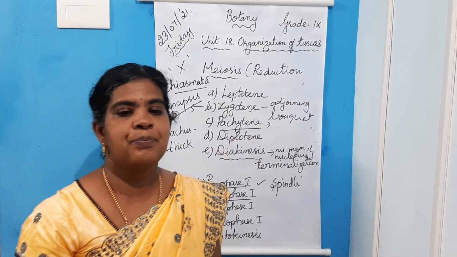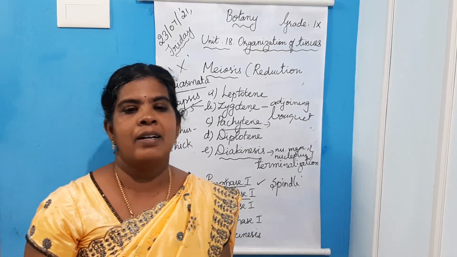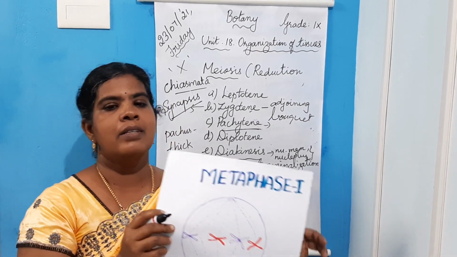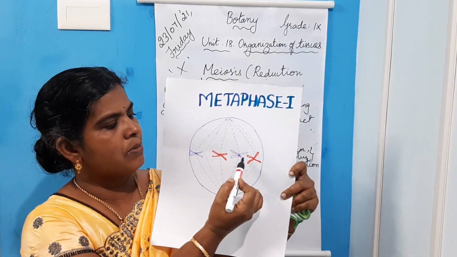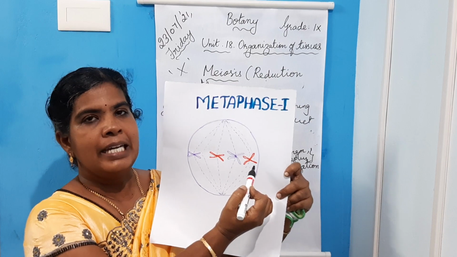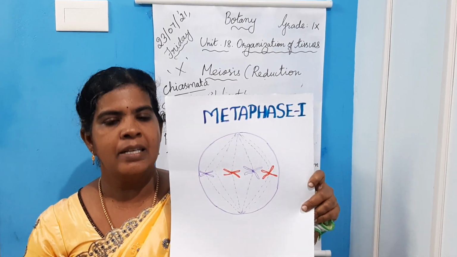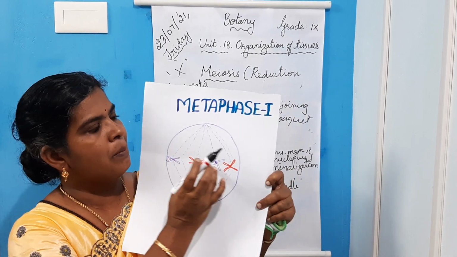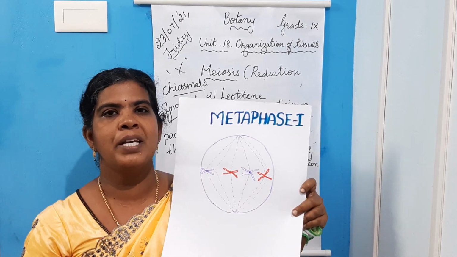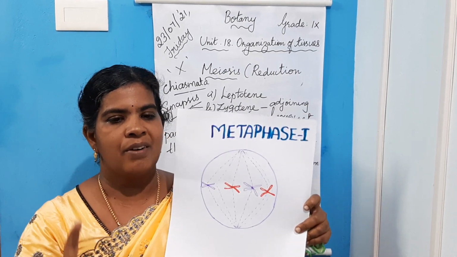The next phase is metaphase 1. In metaphase 1, the chromosomes move towards the equator and lie at the equatorial plate, and the centromere does not divide. During metaphase 1, the centromere, or the central body of the chromosome, does not divide.